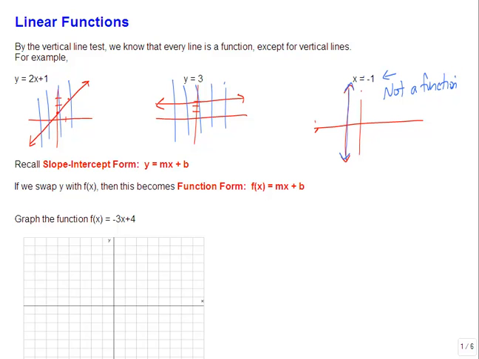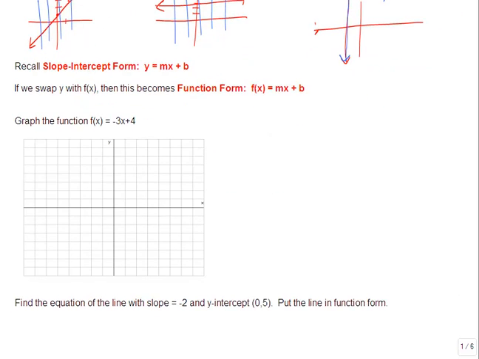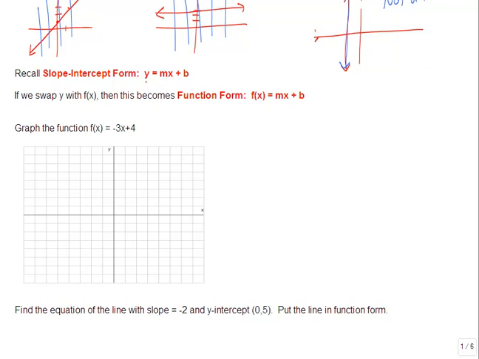Okay, so let's remember a couple of things here. If we think about equations of lines, there's a special form called the slope-intercept form, y equals mx plus b. We can easily turn that into function form by just swapping out this y with f of x. And so now we rewrite it almost identically, but now it's f of x equals mx plus b instead of y equals mx plus b. So remember, when you're talking about functions, f of x and y are synonymous with each other. So f of x always is the same thing as y.